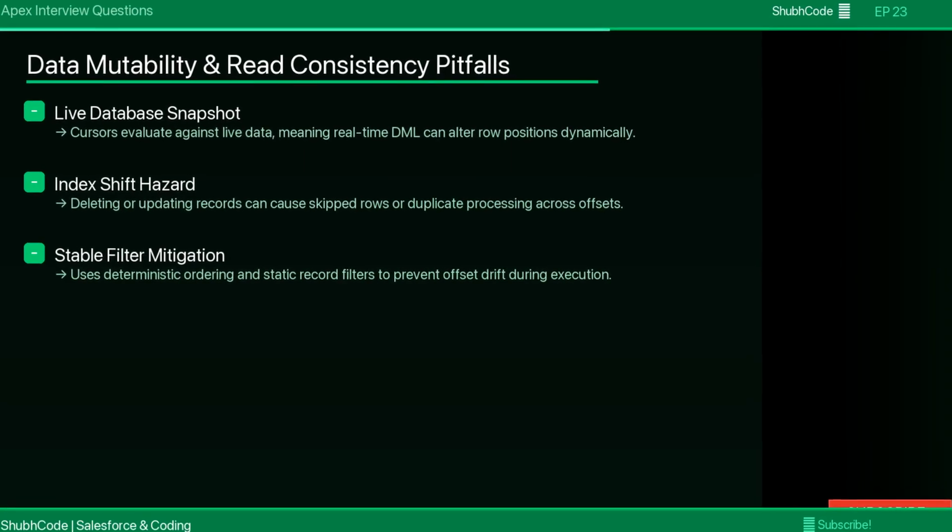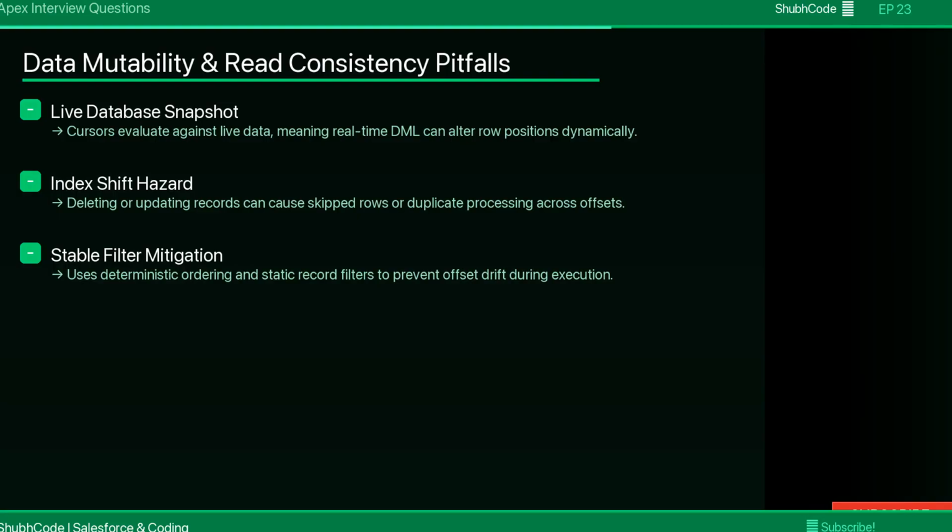A major gotcha with Apex cursors is record mutability during long-running cursor operations. Unlike batch Apex query locators which maintain a stable snapshot of data, Apex cursors reflect live database changes as records are inserted, updated, or deleted. If a background process updates or deletes records matching your cursor query while you iterate, row offsets can shift unexpectedly. For instance, deleting record 10 causes record 11 to move to index 10, leading to potential duplicate processing or missed records when calling cursor.fetch(offset, count). To mitigate this, filter records by stable identifiers or timestamp ranges.